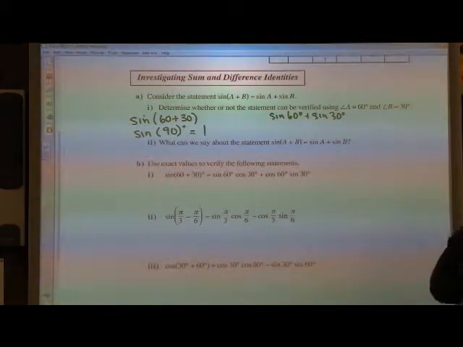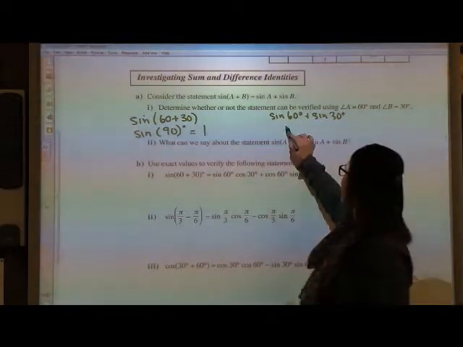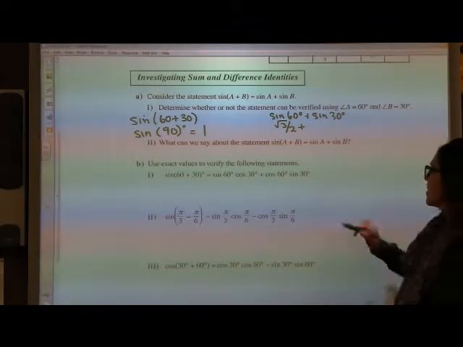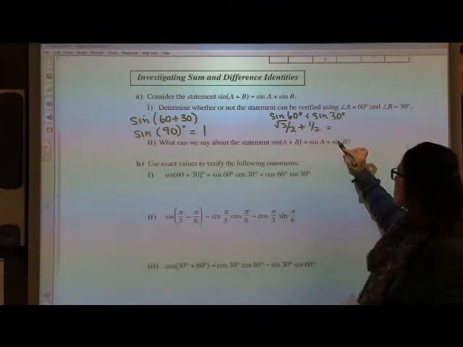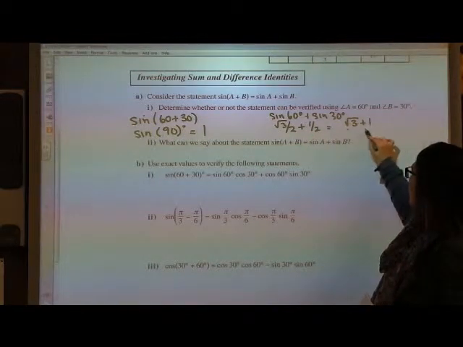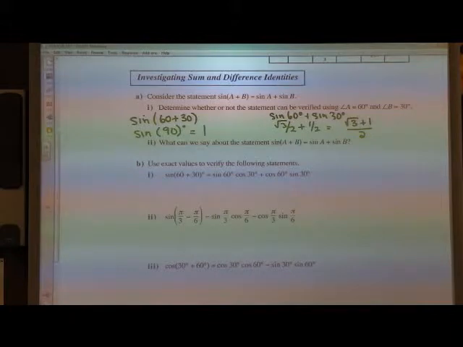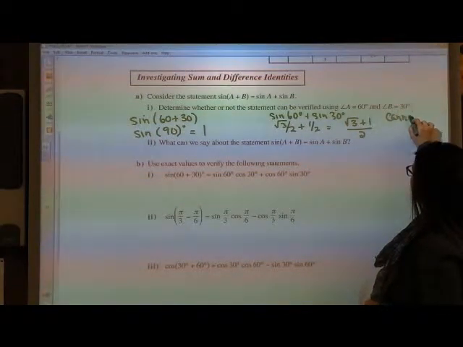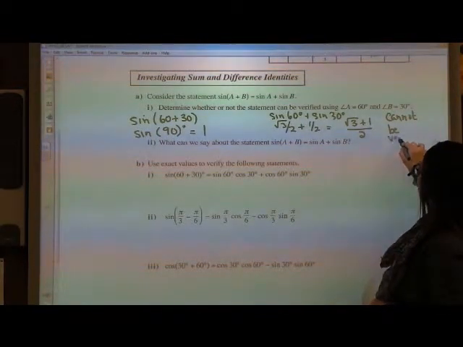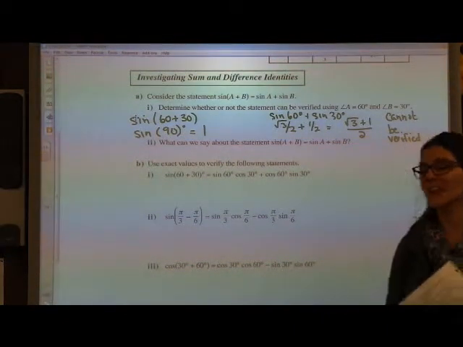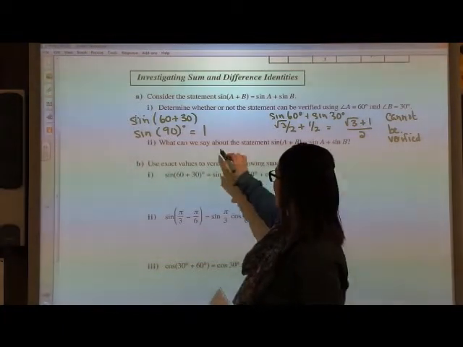And according to my chart, the sine of a 60-degree angle is root 3 over 2, and the sine of a 30-degree angle is 1/2. So if I add, the denominators are the same, I get root 3 plus 1 all over 2, which is not equal to 1. So I cannot verify the statement. This cannot be verified with the values that I'm given. So what can we say about this statement? We can say that the statement is false.